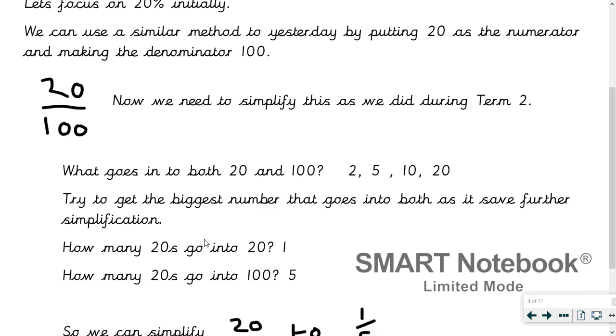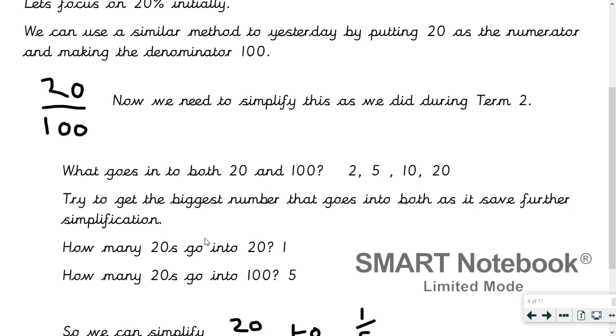So we need to think what goes into both 20 and 100. We know 2 goes into both, and we could simplify by dividing through by 2, but that would mean we'd have to simplify again. The quickest way to do it is to work out what is the biggest number that goes into both. 2 goes into both, 5 goes into both 20 and 100, 10 goes into both 20 and 100. I'd have been tempted to go with 10, but just take a little moment, have a think. 20 goes into them. 20 is the biggest number that goes into both.